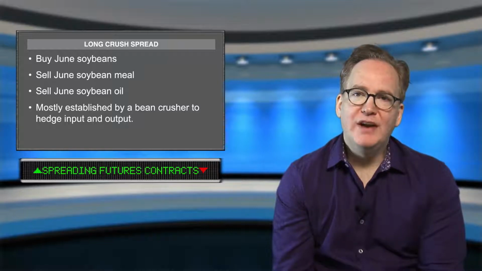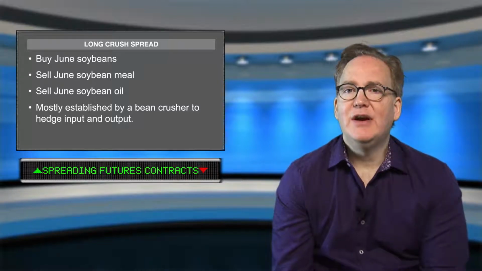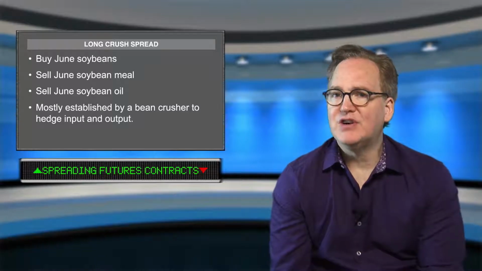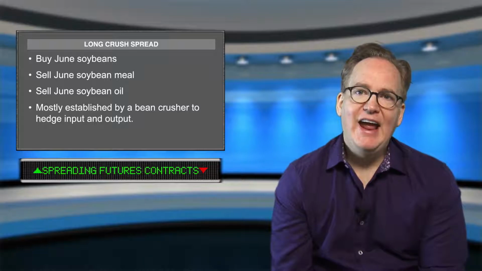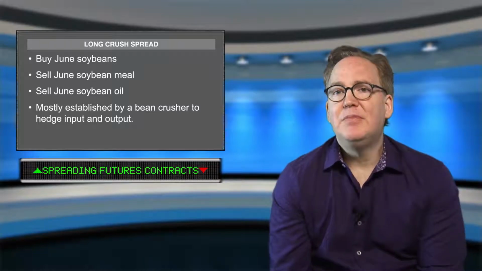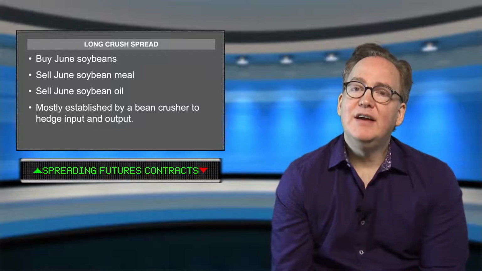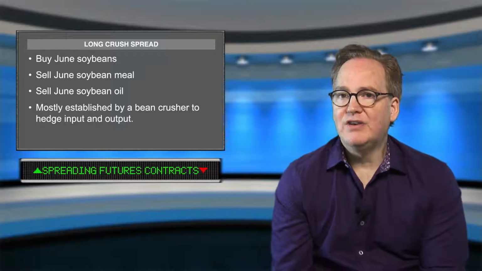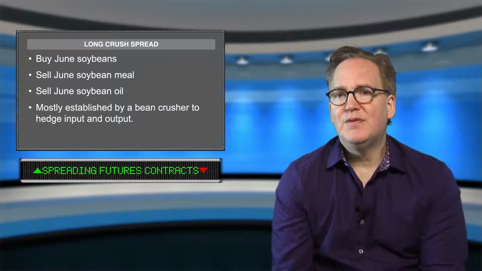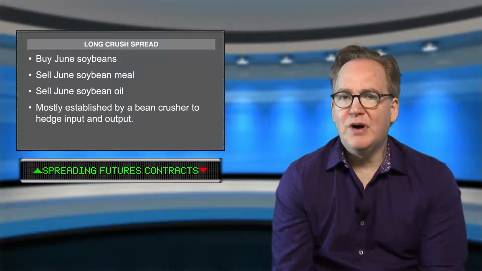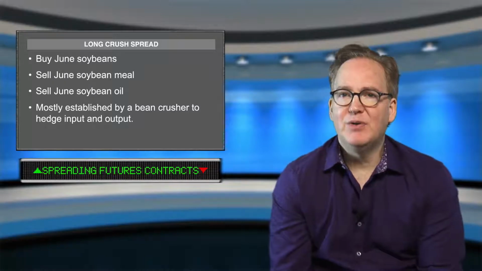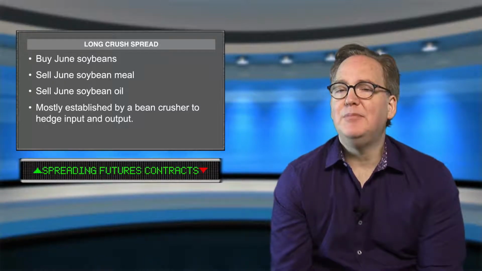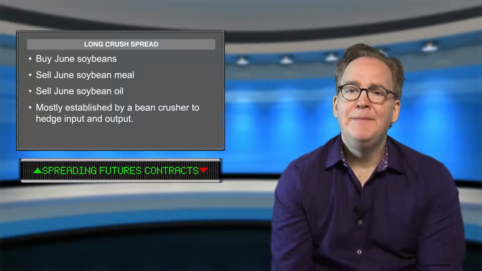So someone who wanted to hedge their input costs when they're operating as a crusher would go long the soybean contract, and they can hedge their output by selling the meal and oil contracts. So here the crusher is hedging both their input, or the raw commodity costs in the form of soybeans, and hedging the sale price of the refined products by selling the meal and oil contracts.